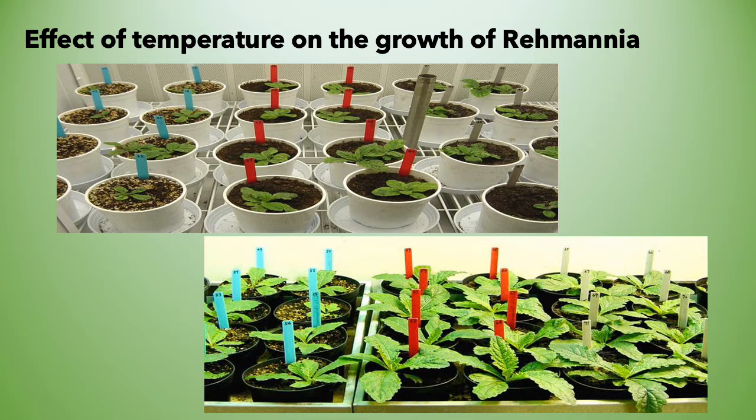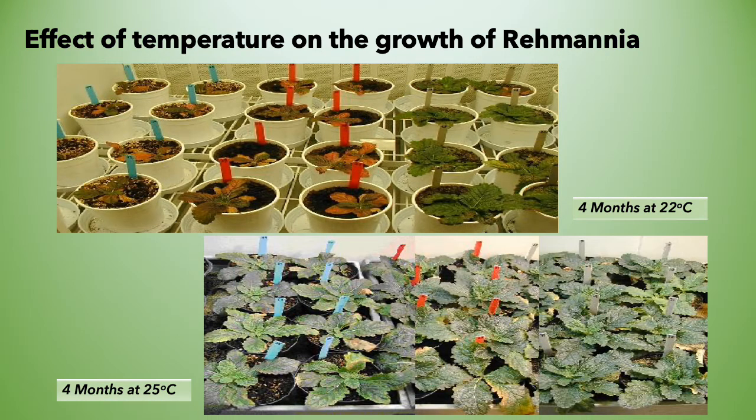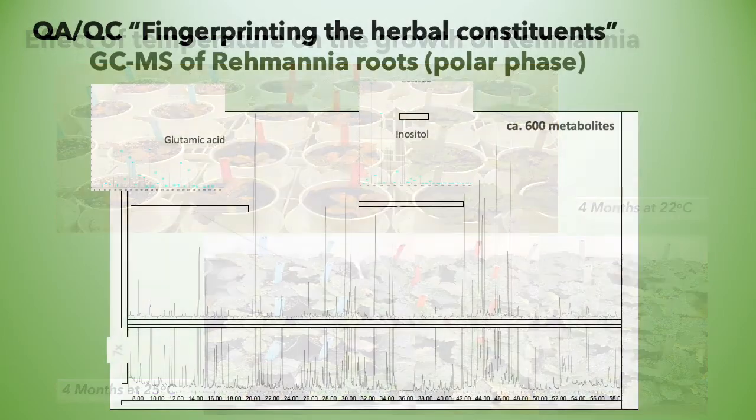Here they show the effect of growth condition on Rehmannia glutinosa in the phytotron. So you can see upper and lower, they have different growth conditions. And after 4 months, you can see that with 22 degrees versus 25 degrees Celsius growth, the plant performance is different, which also reflects their chemical components in the plant.